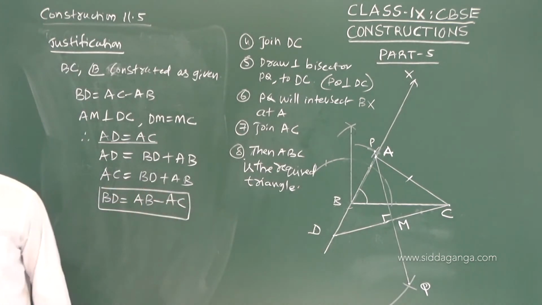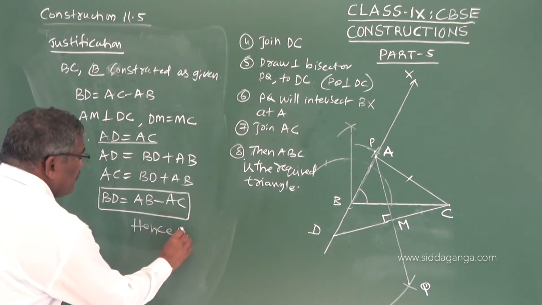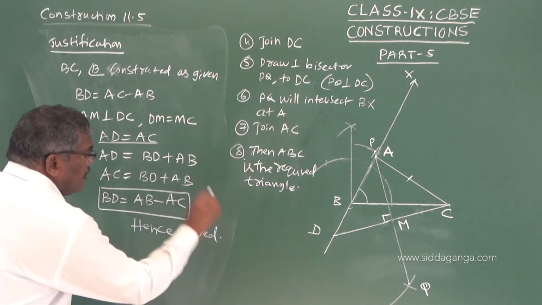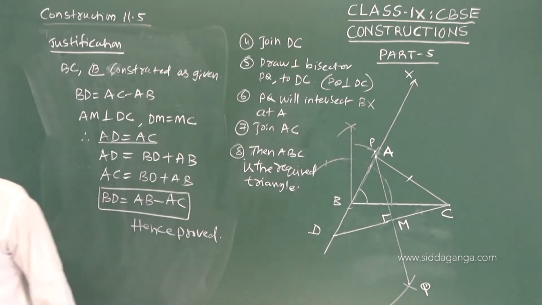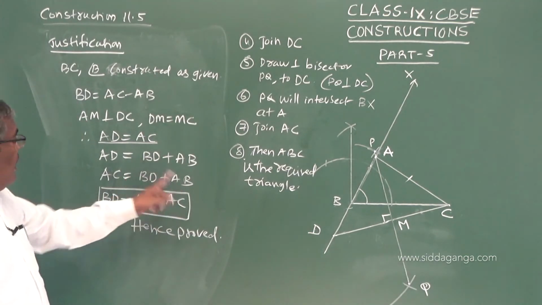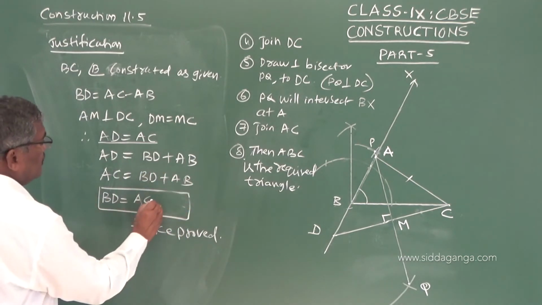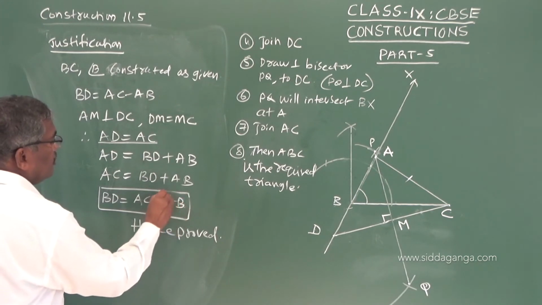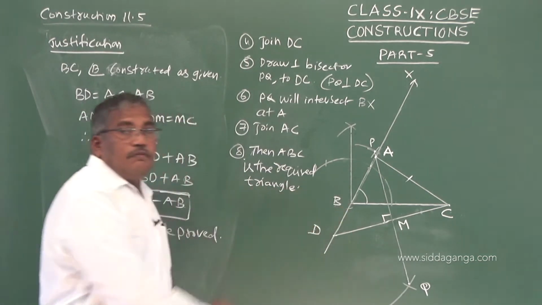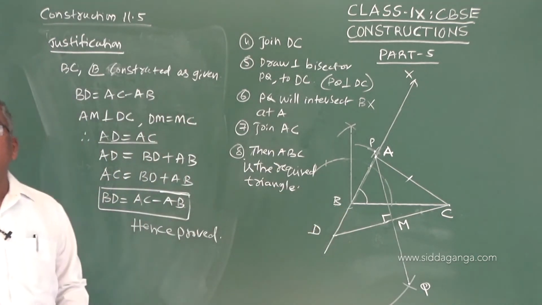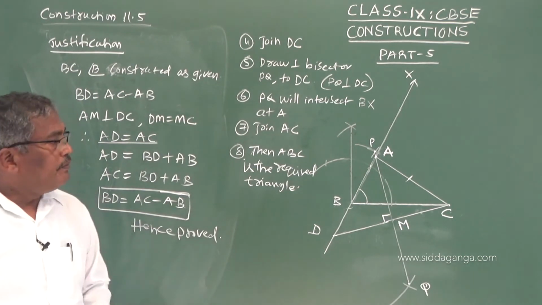Hence proved. The difference of these two sides, AC minus AB, transposing to the right side, is equal to BD. That is what we have taken. So this completes construction 11.5.